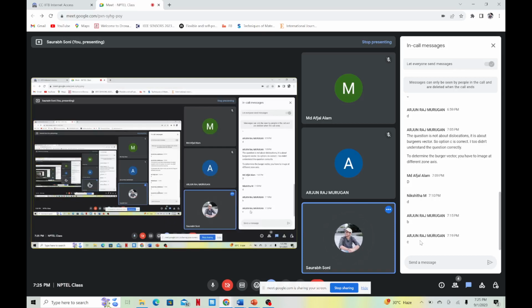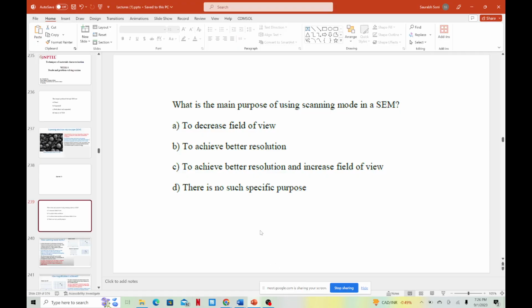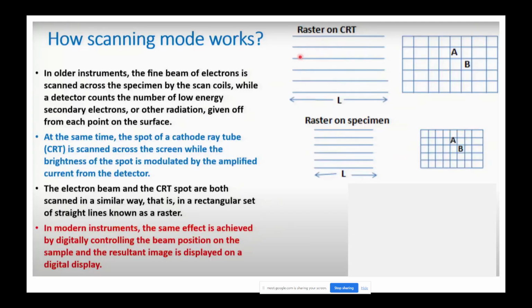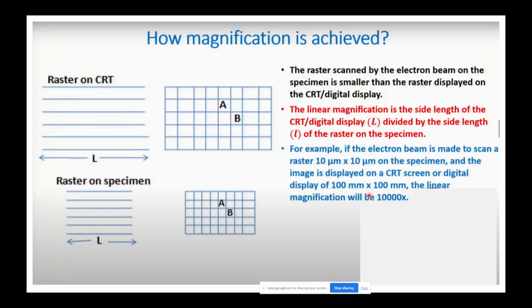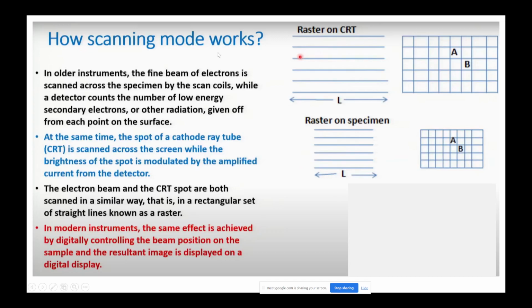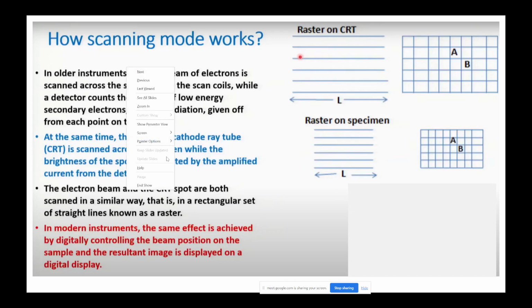C. So Arjun is saying to achieve better resolution and increase the field of view. So yeah, C is the right answer. Let's see how. So how is resolution achieved?